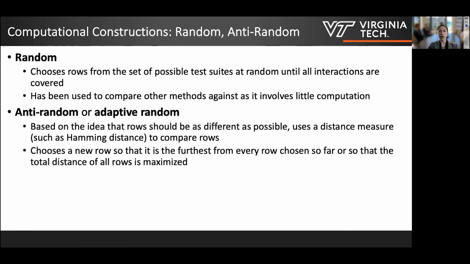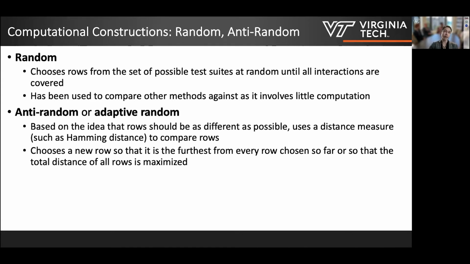And then 2 last computational constructions. Random chooses rows from a set of possible test suites at random, and it does so until all interactions are covered. You can imagine that this tends to not be very good. Random selection tends to not work well, but it requires really no computation at all. It just requires keeping track of your uncovered list, and each time you have generated a new row, checking off what is still to be covered. As such, it's useful for comparing other methods against.